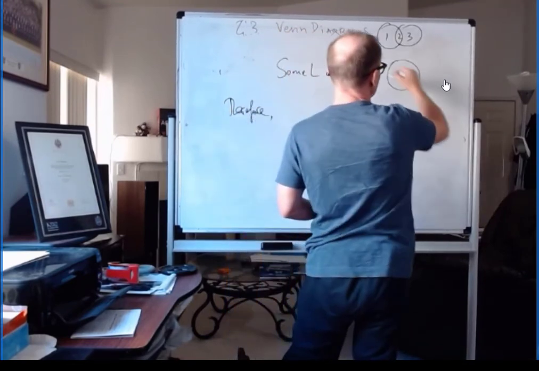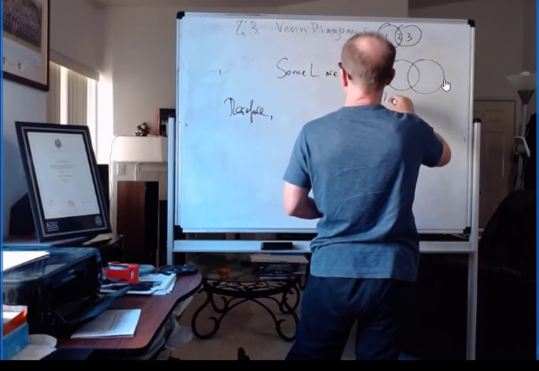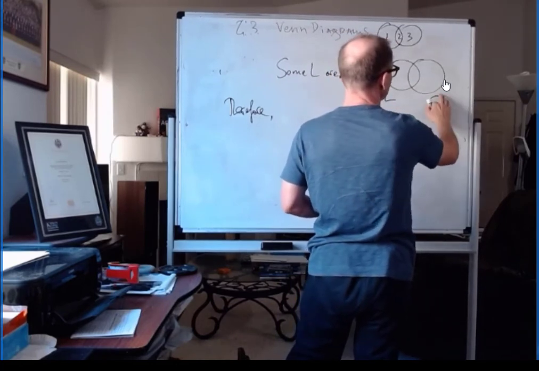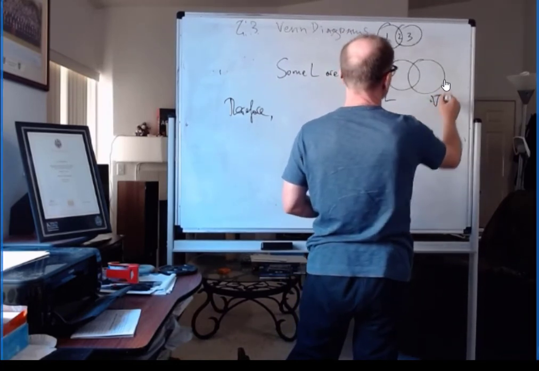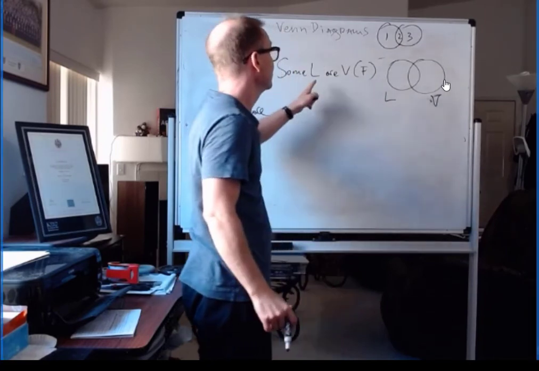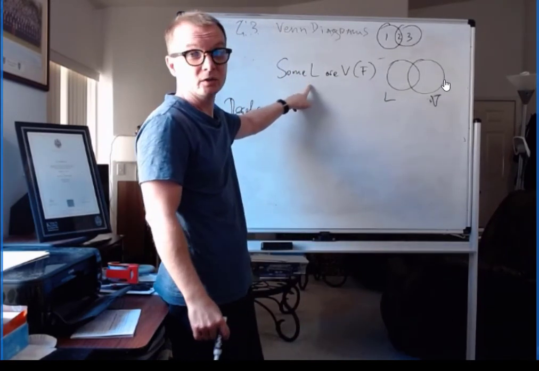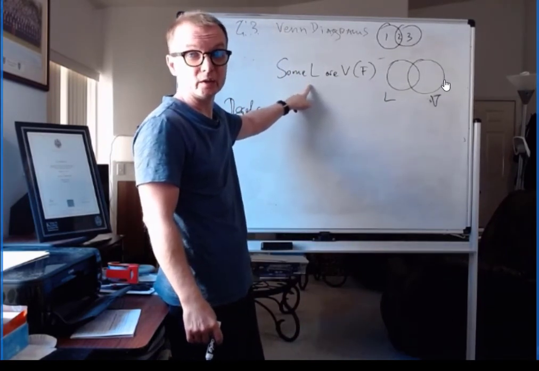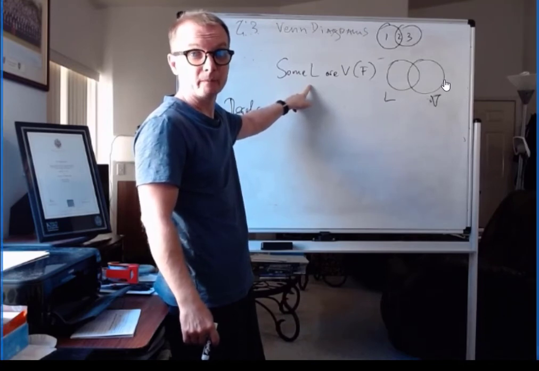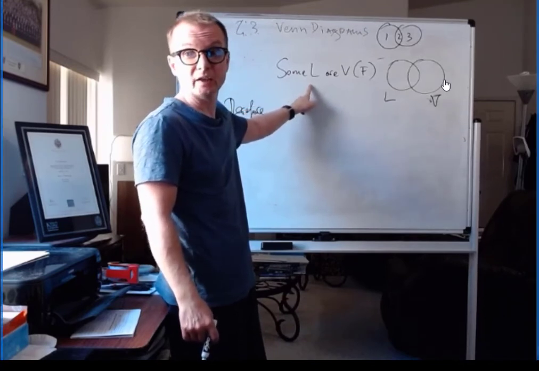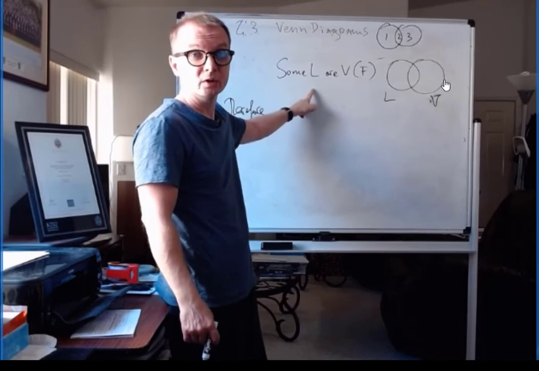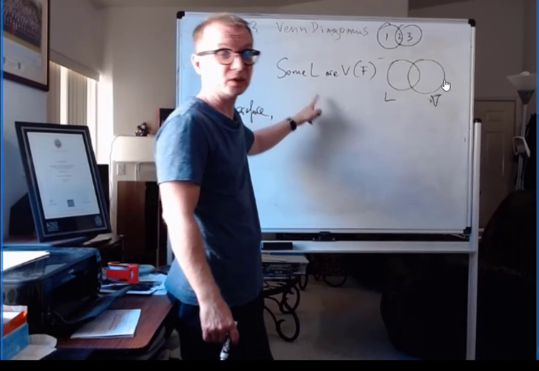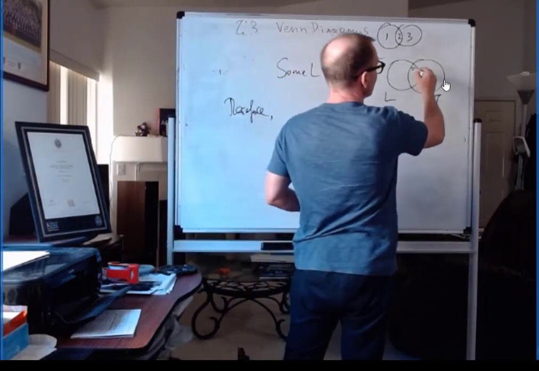How do we draw that? We have two circles, lunar craters and volcanic formations. But if it was not false, we would do what? Put an X where? In the middle. But since it is false, what do we do? We shade it in the middle. We replace the X with the shading.